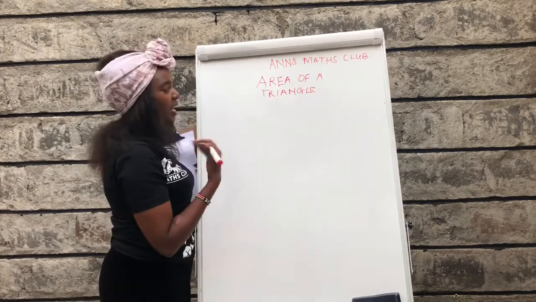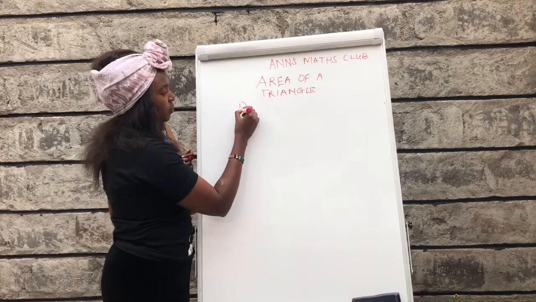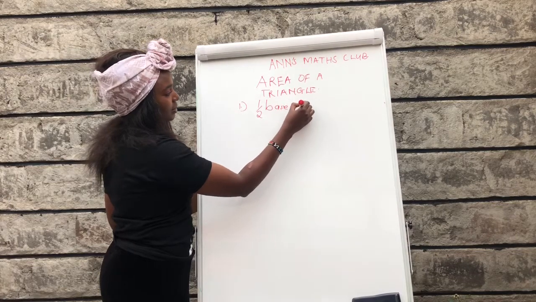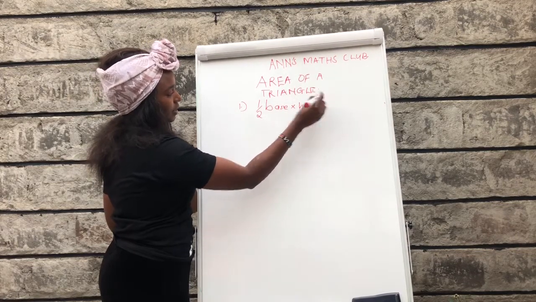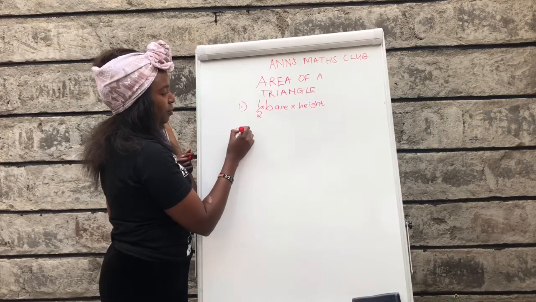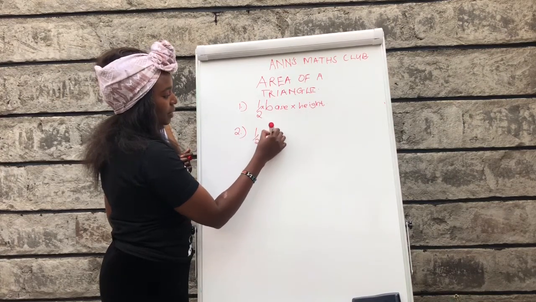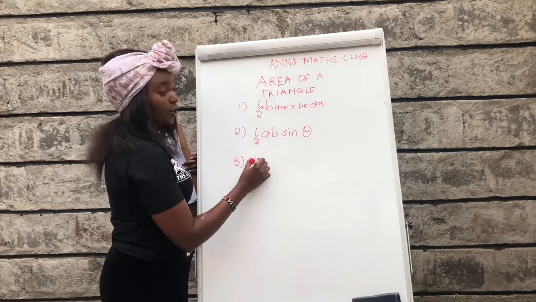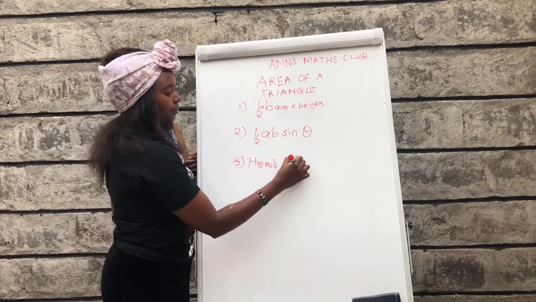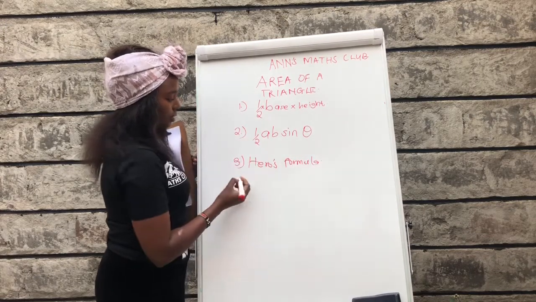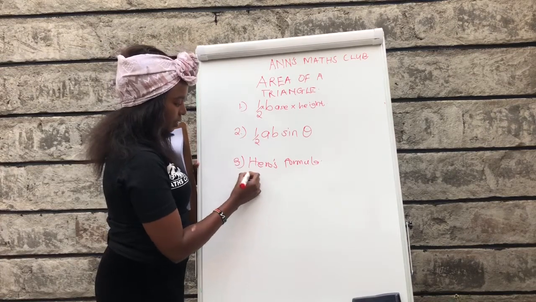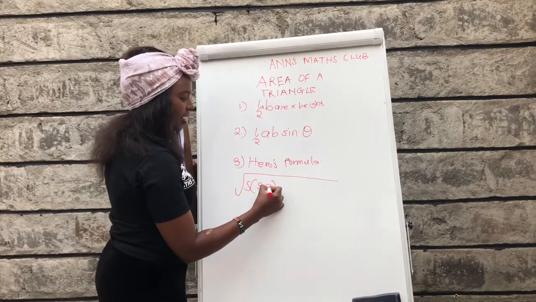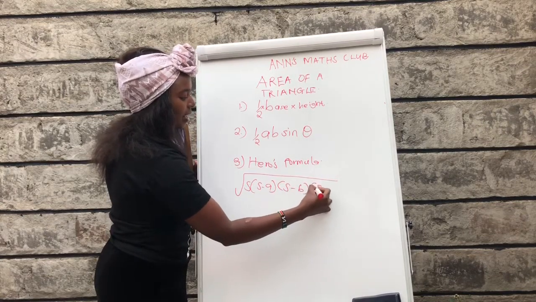So basically here we have three formulas. The first formula is area is equal to a half base times height. And we have the second formula, which is a half ab sine theta, and the last one, which is Heron's formula, which is written in such a way as the square root of s times s minus a, s minus b, and s minus c.